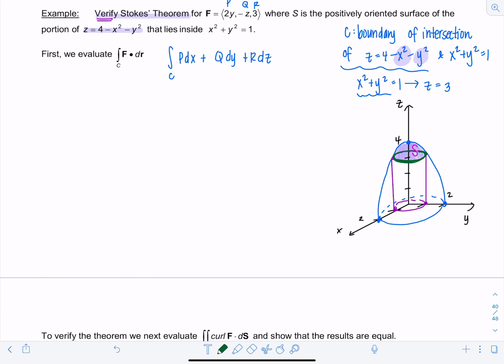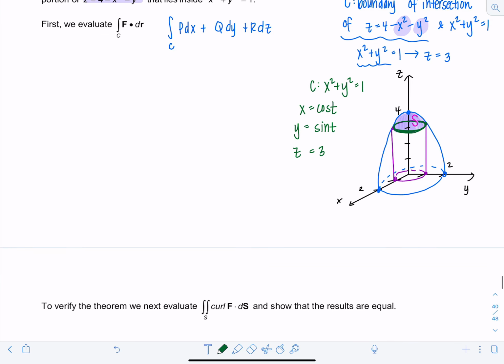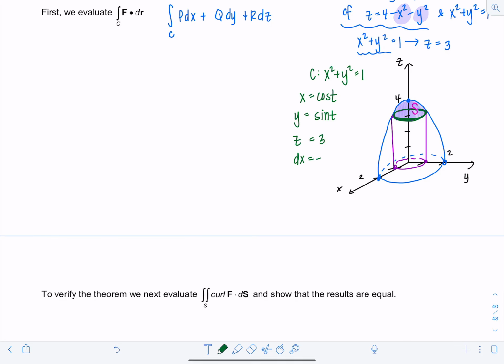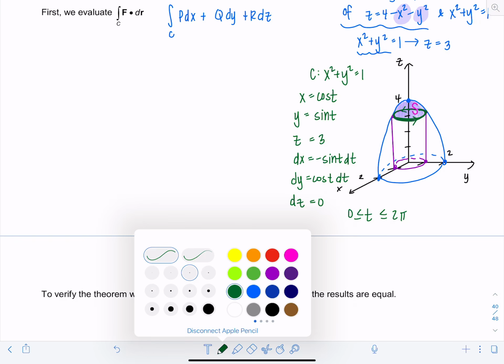So if C is x squared plus y squared equals 1, remember we need standard positive orientation. So I'll define x to be cosine of t, y will be sine t, and then z will be 3 here. That means dx is going to be negative sine t dt. dy would be cosine of t dt. And then dz is just going to be 0. And then t will be bounded between 0 and 2 pi, right? So we trace the boundary curve once. Good. So let's go ahead and set up this line integral now.